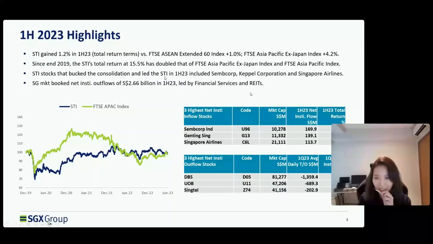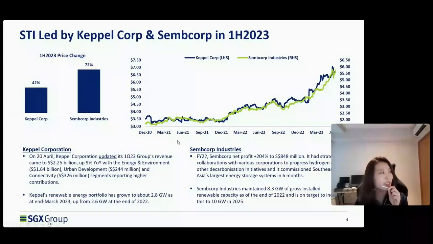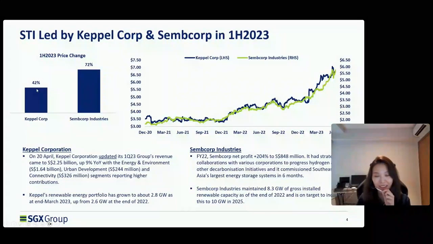Top stocks this year that bucked the trend because STI only gained about 1.2%, right? But actually, there are stocks which saw huge increases in price performance within the STI, which is Sembcorp Industries and Keppel. I think the third in line is SIA. So if you look at the top two stocks this year, you can see that Keppel has 42% gains. Sembcorp is about 72% gains.